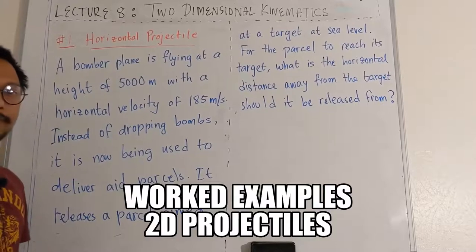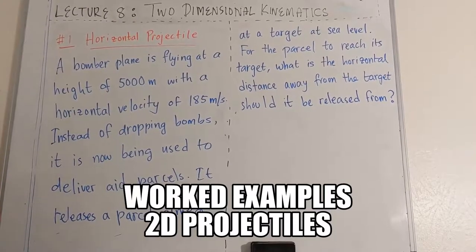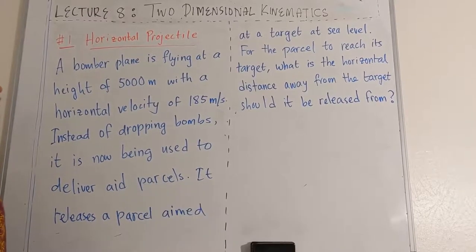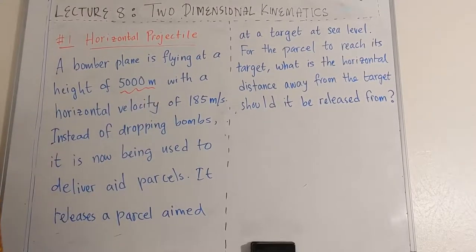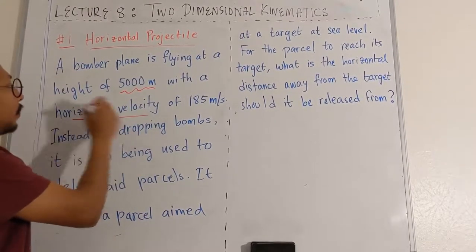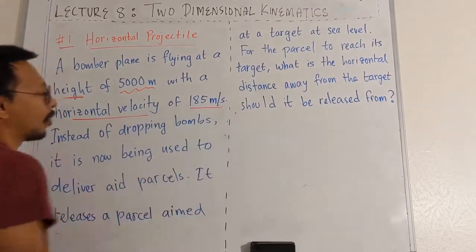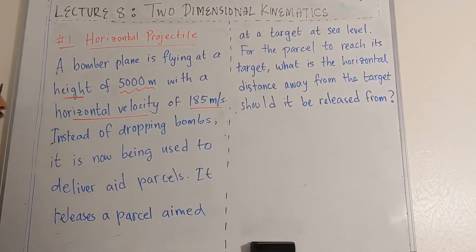Let's look at an example of projectile motion. We are examining in this example a horizontal projectile. We have a bomber plane which is flying at a height of 5,000 meters with a horizontal velocity of 185 meters per second.